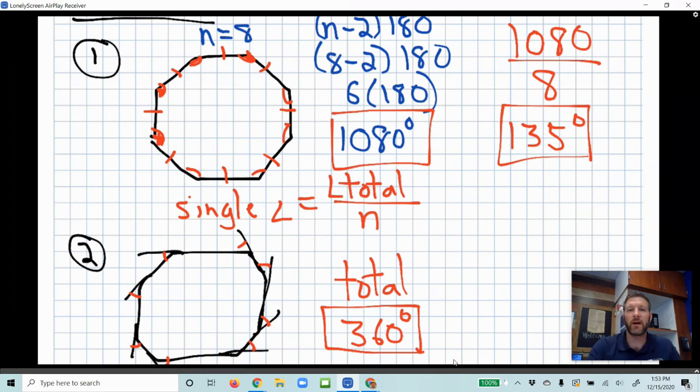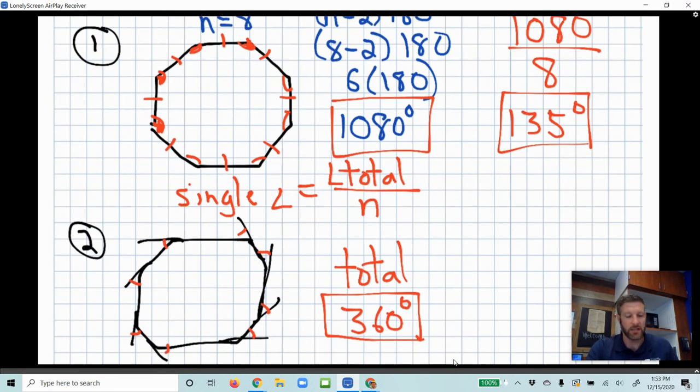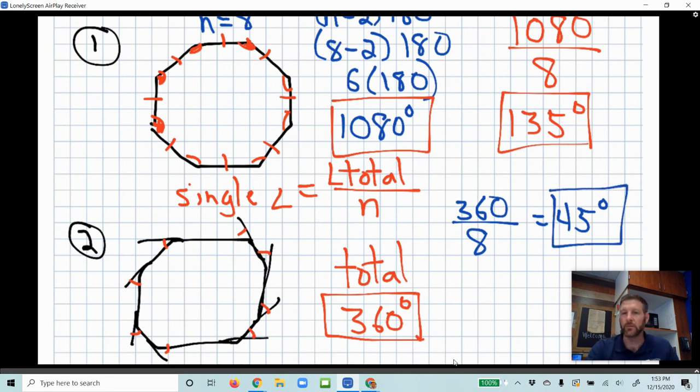Now, what is each of those individual angles? Well, there are 2 ways to find this. The one immediate way is to say, just like we did above, if the total is 360 and there are 8 angles because it's an octagon, I can take my 360 and divide by the number of sides. 360 divided by 8 is 45. So each of those little angles, which are quite acute, must be 45 degrees.